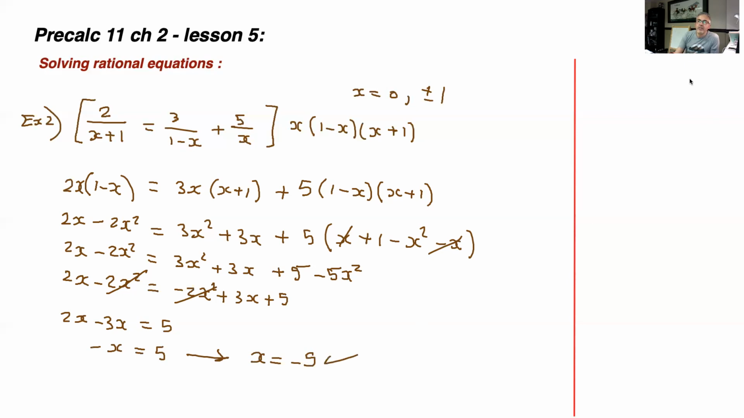Final answer, check, and we'll go to the next example. As a matter of fact, negative 5 works because it's not in the non-permissible values or the restrictions. So we'll move on to the next question.